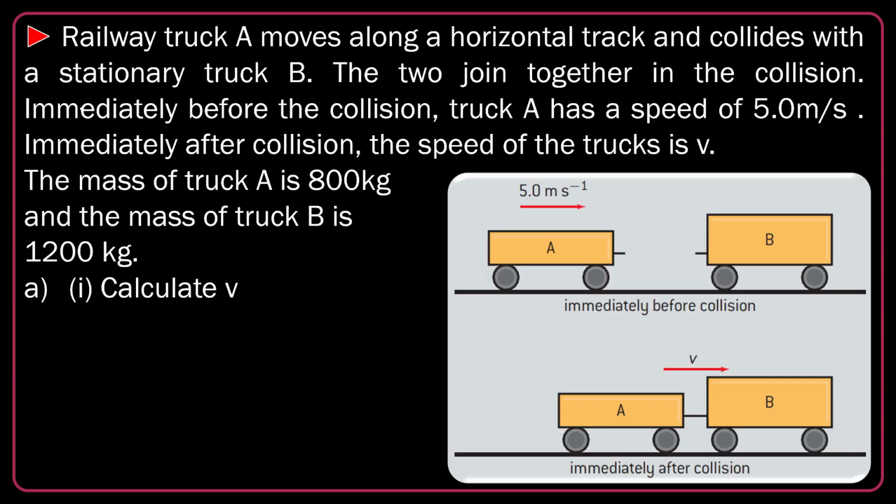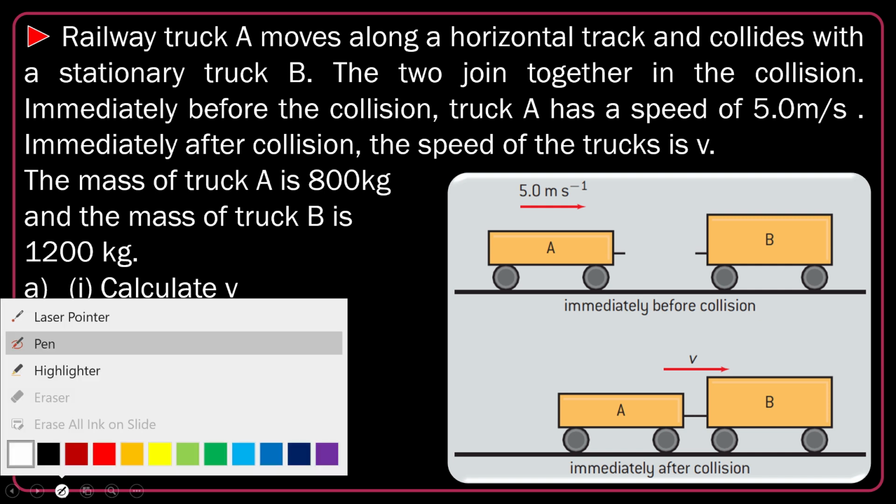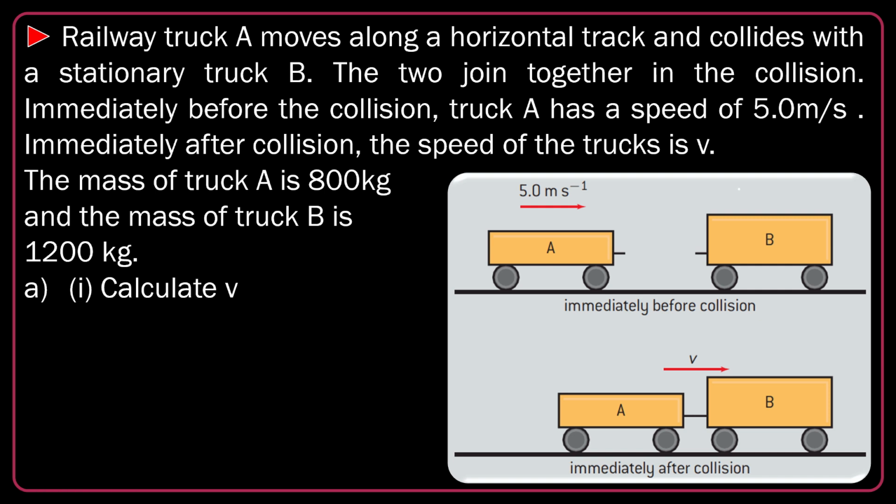Another question. Railway truck A, you see railway truck A here, moves along a horizontal track and collides with a stationary truck B. So before the collision, truck B is at rest, so VB initially is 0. The two join together, which means this is a perfectly inelastic collision. So I will have a common velocity of V after the collision.